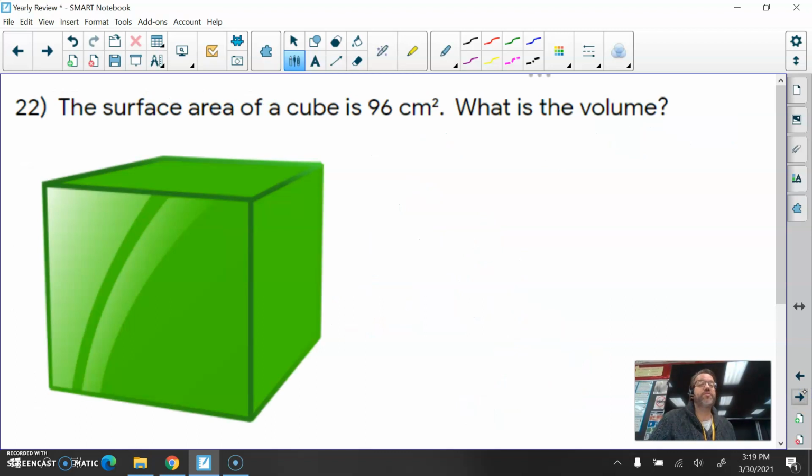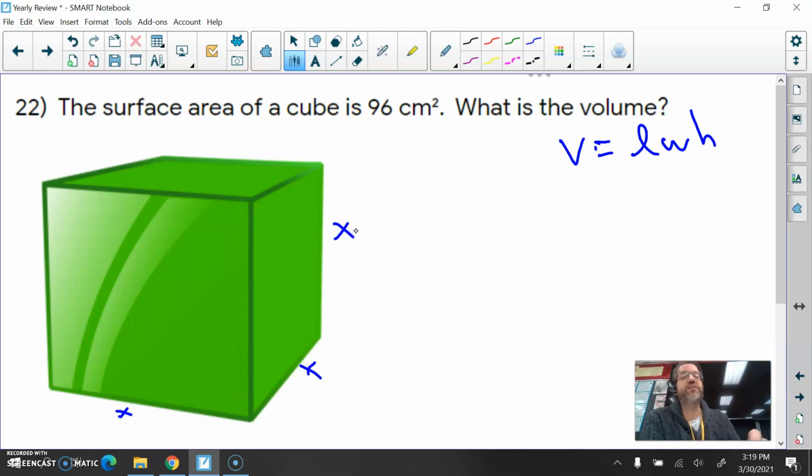All right, next, number 22. The surface area of a cube is 96 square centimeters. What is the volume? We did one just like this yesterday. In fact, I used the same image on the worksheet yesterday that I did on this one today. If we want to find the volume of a cube, we take length times width times height. And in a cube, the length, width, and height are all the same.